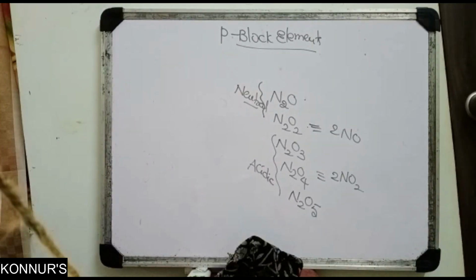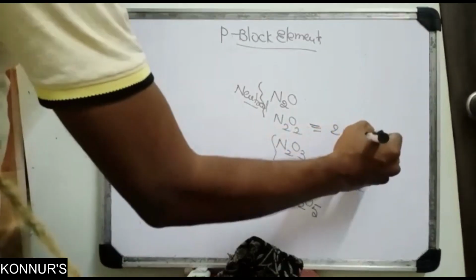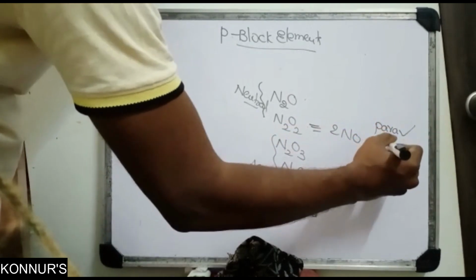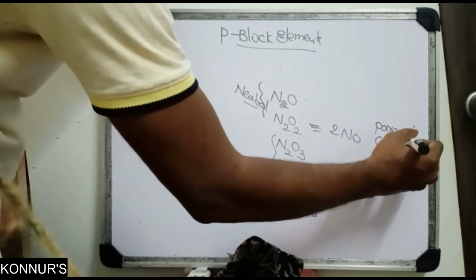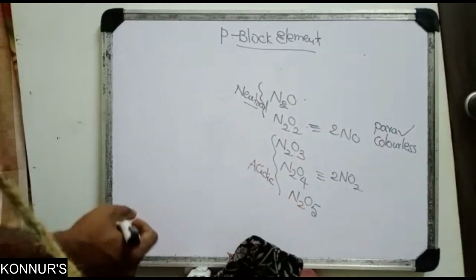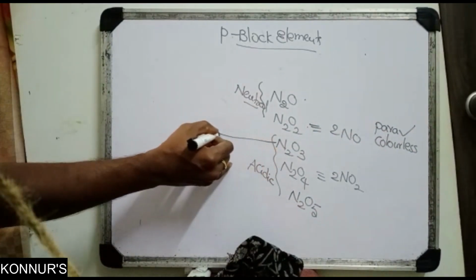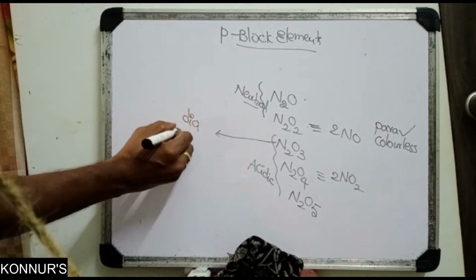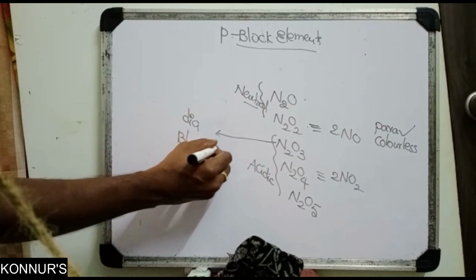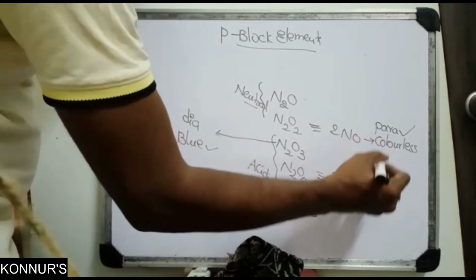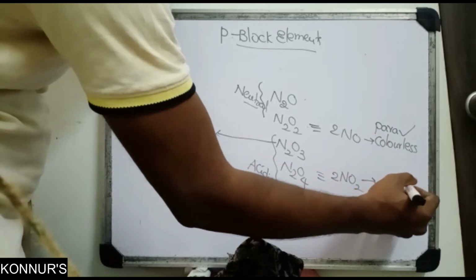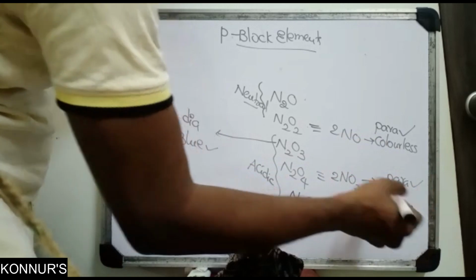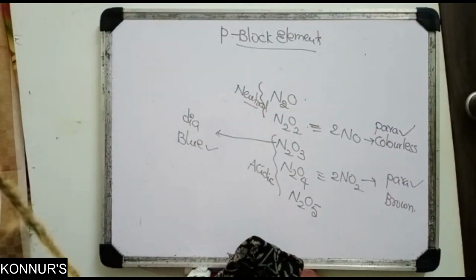Next, some important points here. NO is paramagnetic and colorless. Next, N2O3 is diamagnetic with blue color. Next, NO2 is paramagnetic and shows brown color. So these three are very important.